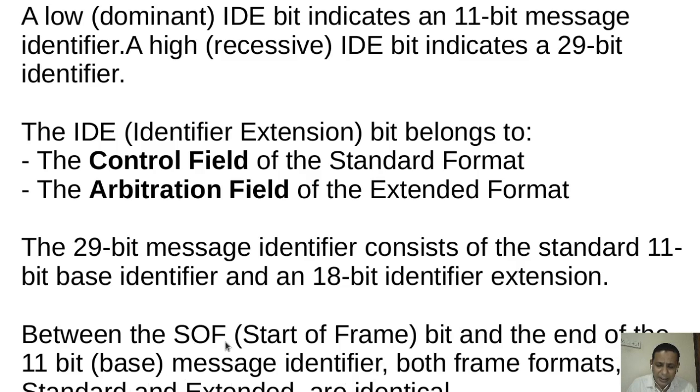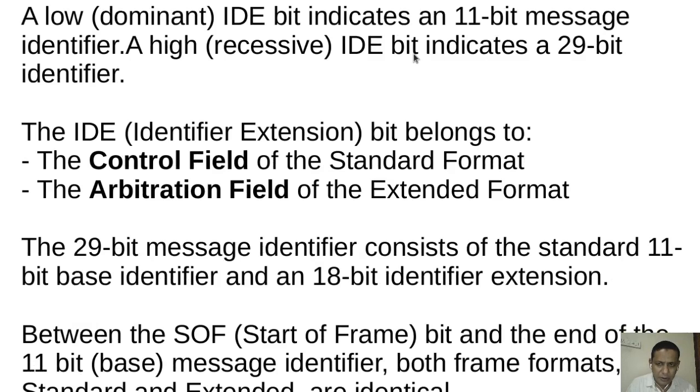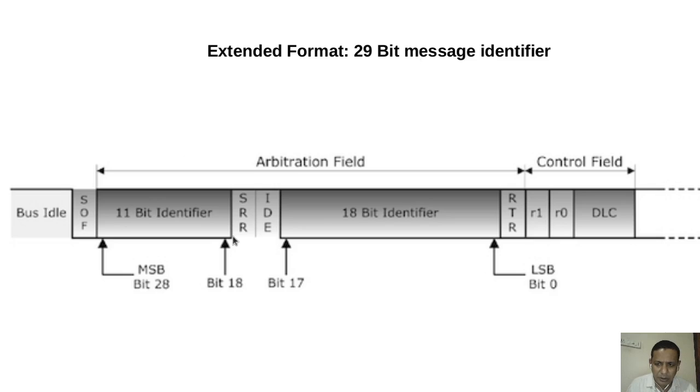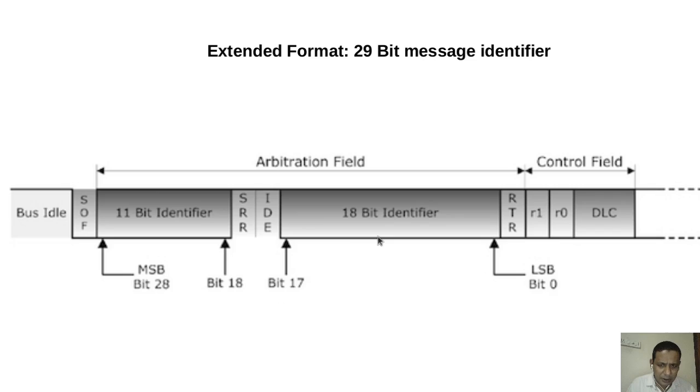standard and extended, are identical. That is, up to the end of the 11-bit base identifier, the standard frame format and the extended frame format are identical. Now we can see what the differences are between the standard frame format and the extended frame format. Following the 11-bit base identifier, in the standard frame format it is the RTR bit, and in the case of the extended format it is the SRR bit.